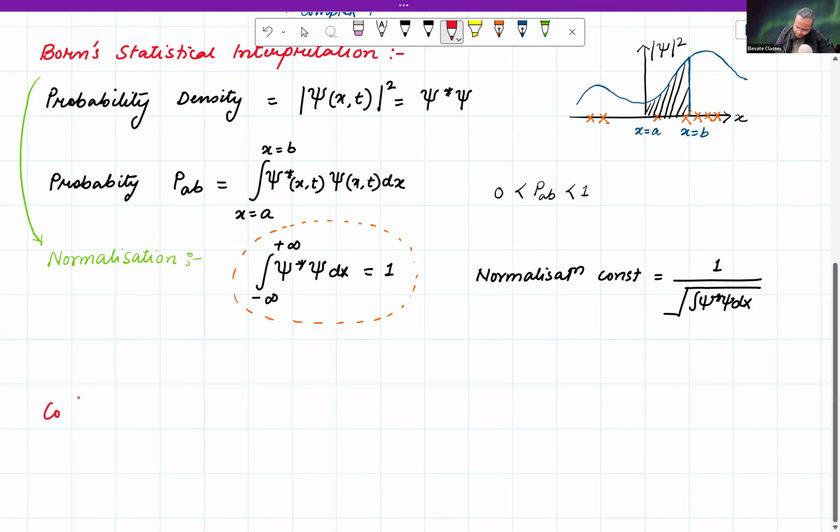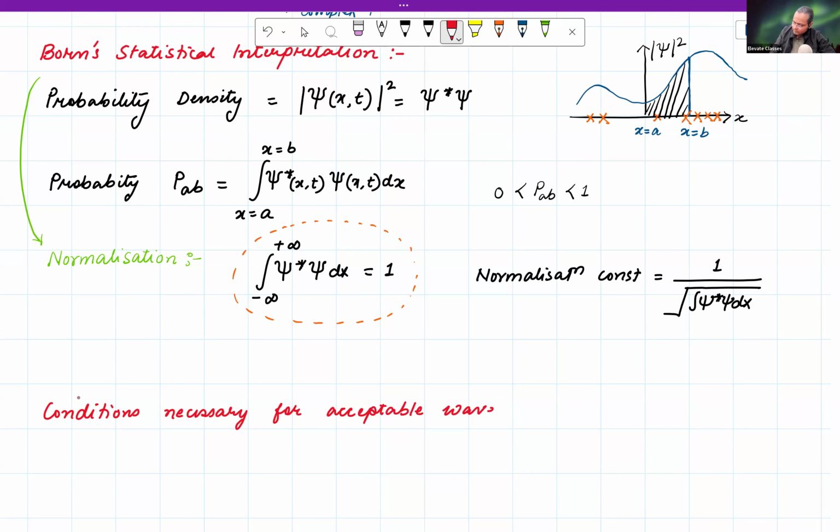सो व्हाट आर द कंडीशंस necessary for acceptable wave function solutions. आप बता सकते हैं? What do you think? You can write in the chat. What are some of the conditions which is necessary for wave function solutions to be acceptable so that we do not reject it? बहुत बार ऐसा होता है that we have to reject solutions because they are not acceptable because they don't satisfy some criteria.